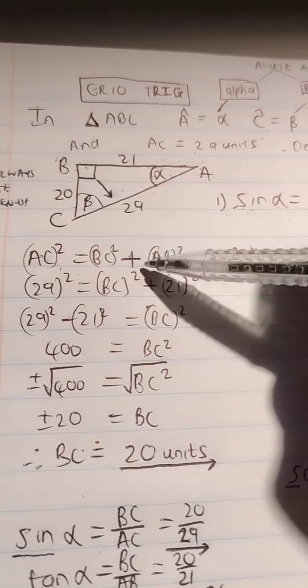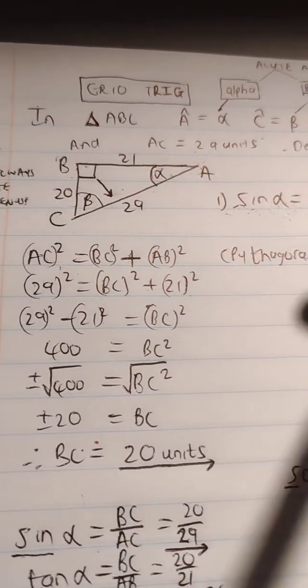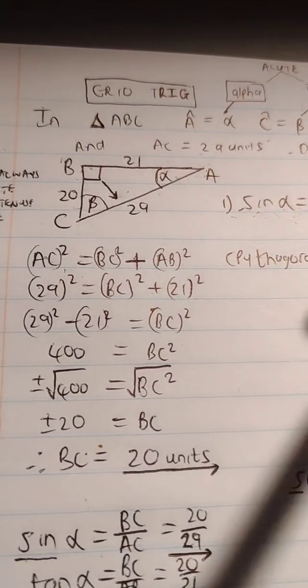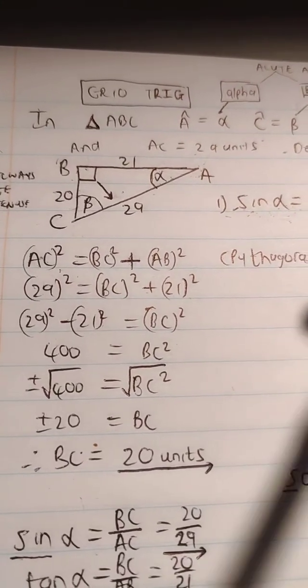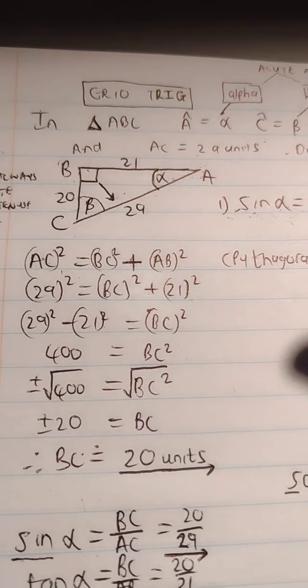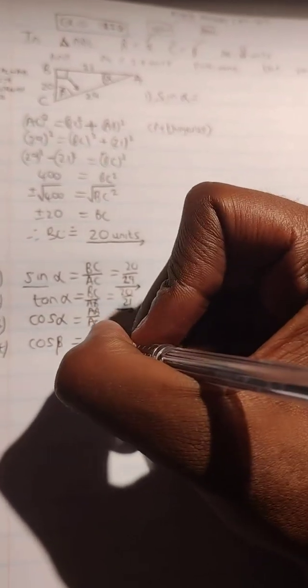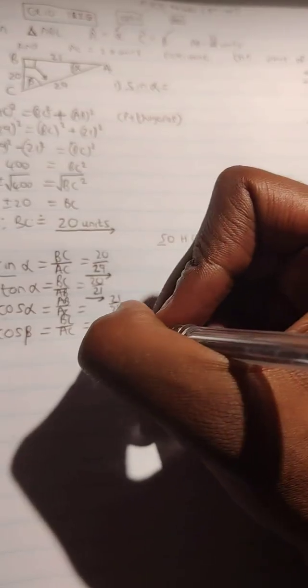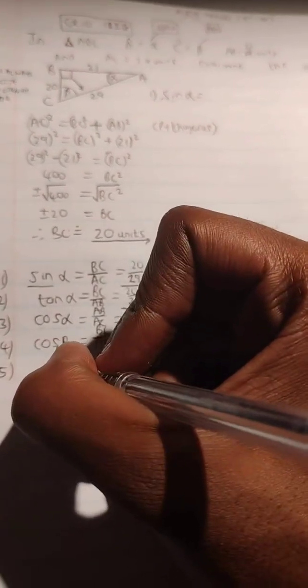Okay, one learner says 20 over 29, because the adjacent side is 20 and the hypotenuse side is 29. What is everybody else saying? Yes, cos of beta is BC over AC, which means we have 20 over 29.